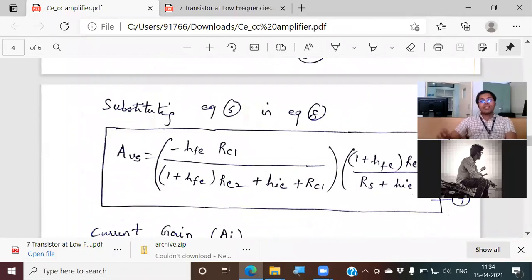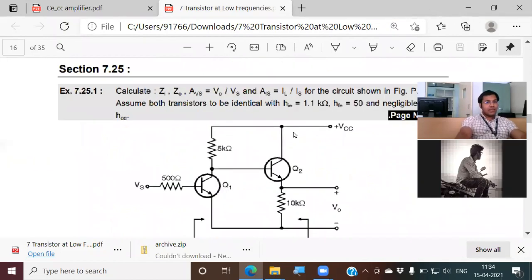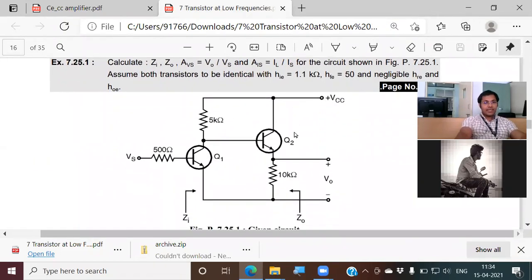See, our subject is like this. Only if you practice, you will be able to do well. Otherwise, it is very difficult. So please practice. And we were parallelly doing a problem. So this is the problem that we were discussing. This is the question. This is the circuit.